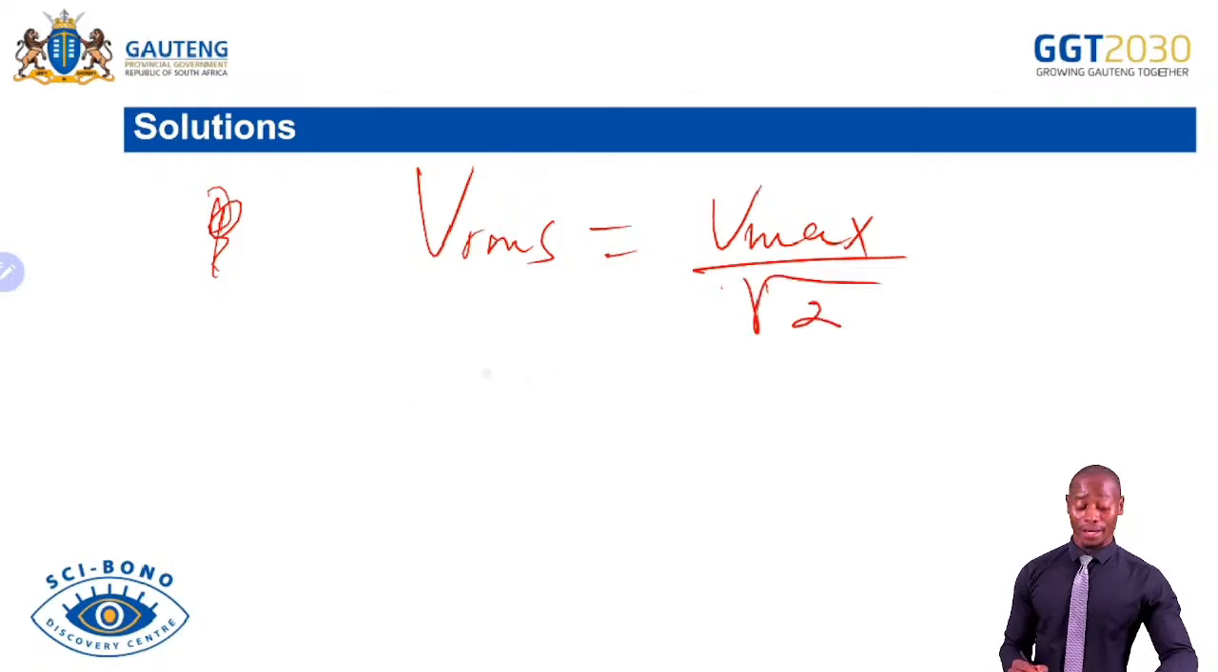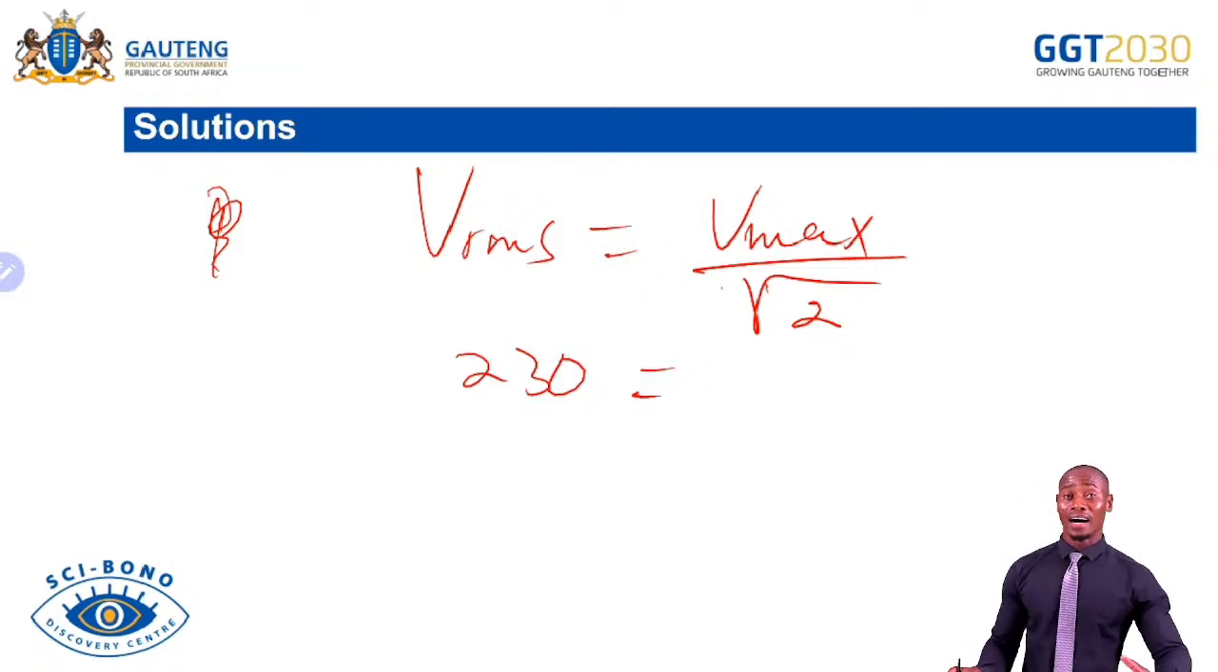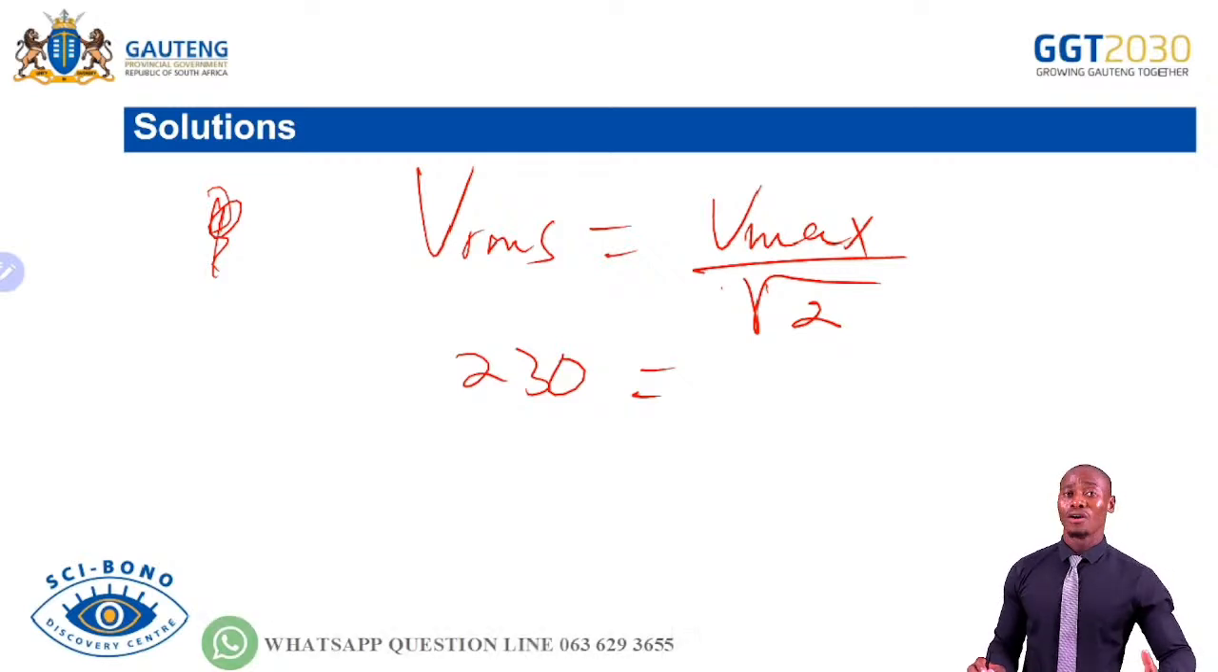So root mean square is 230. So you can see what I've done here. I've copied the equation as it is, and I didn't manipulate it. I know that I'm looking for Vmax, but there's no need for me to write the manipulated equation. No marks for manipulated equations, learners, right? And I think it's better this way. Remember, when it comes to physical sciences, physics, we give marks for the correct equation, not for the manipulated equation.